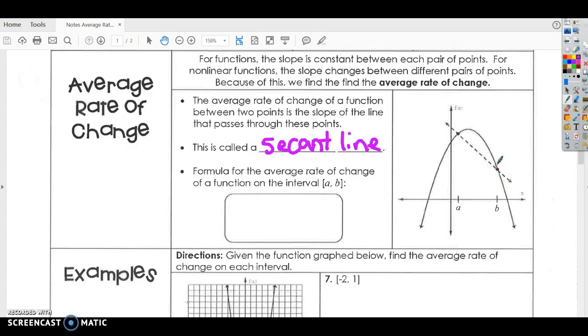Okay, average rate of change is going to be essentially the same thing. y2 minus y1 over x2 minus x1. If we use the picture, okay, this point is at A.